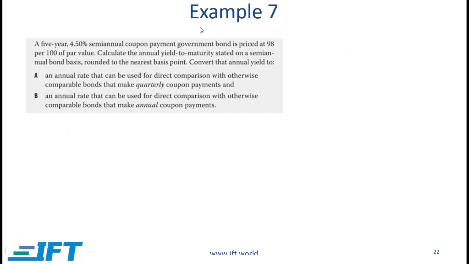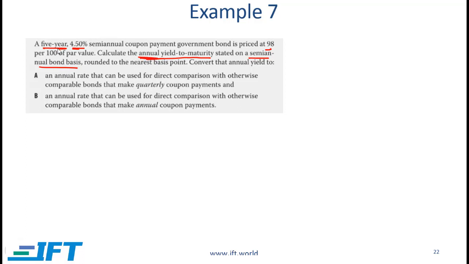Let's now work through example 7. A 5-year 4.5% semi-annual coupon payment government bond is priced at 98. We need to calculate the annual YTM stated on a semi-annual bond basis. In other words, we need to calculate the yield for a 6-month period and then multiply by 2, which will give us the annual YTM.